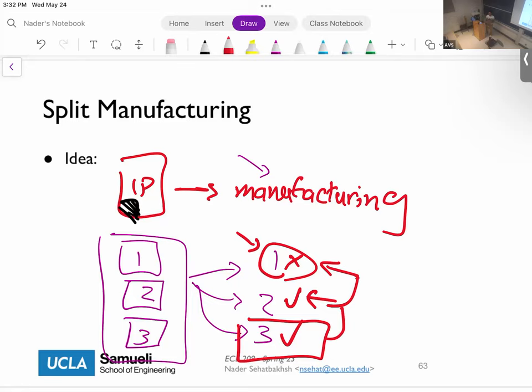Okay. We're going to have a paper reading and paper presentation next week about this. So you're going to actually see the details of this. Any questions?